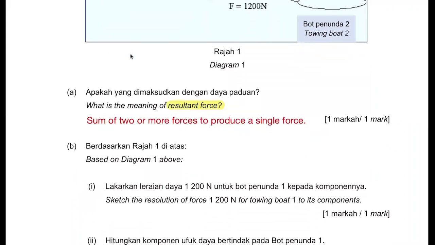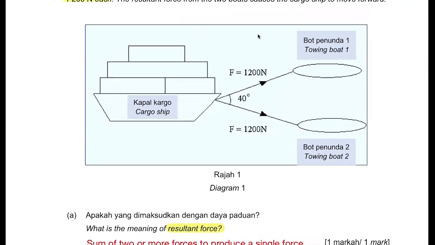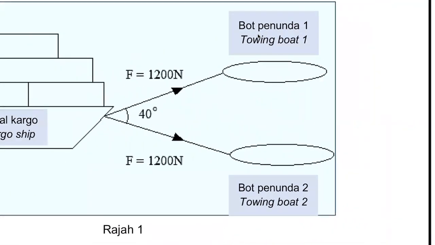Okay, next one. Based on diagram one above, sketch the resolution of force, 1,200 Newton for towing boat one, to its component. How do we draw the resolution of force? Any idea on how to draw? Okay, so first for resolution of forces, we have the vertical component, which is referring to Fy, and we also have the horizontal component, or Fx.